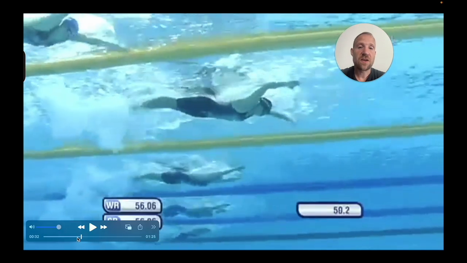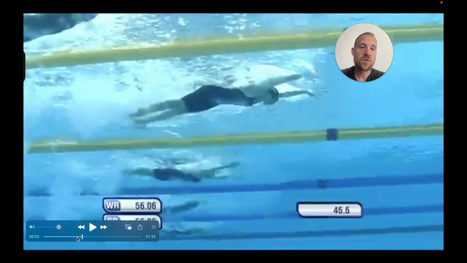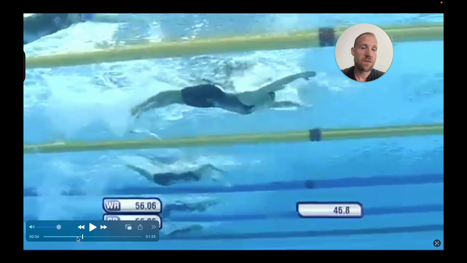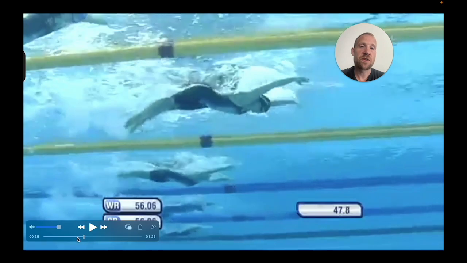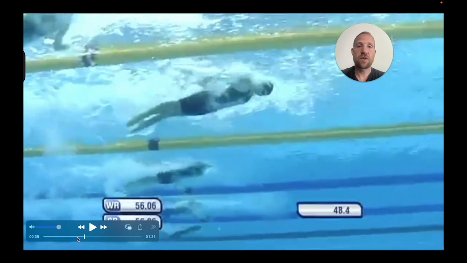So again, the two key skills are keeping the hips up during two points of the stroke, during the front of the stroke here, and then during the finish of the stroke here, and then making sure that they're not undulating too much during the front of the stroke.